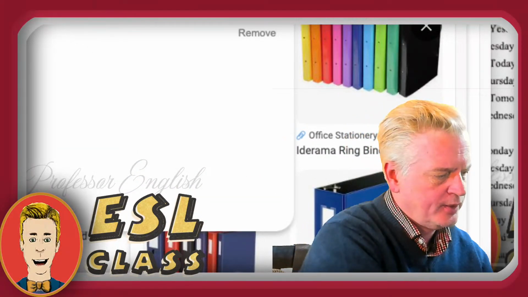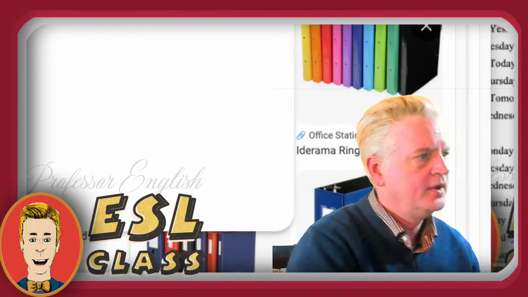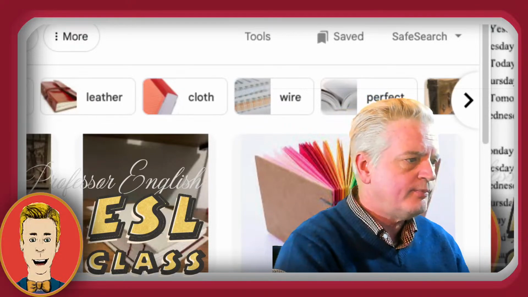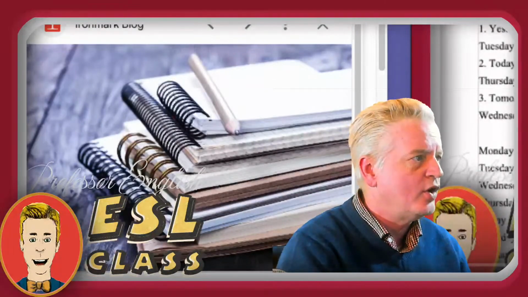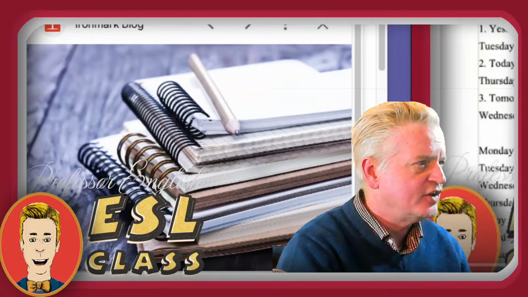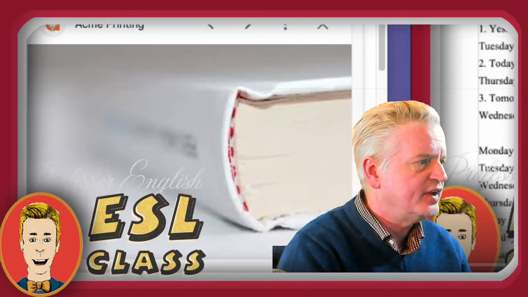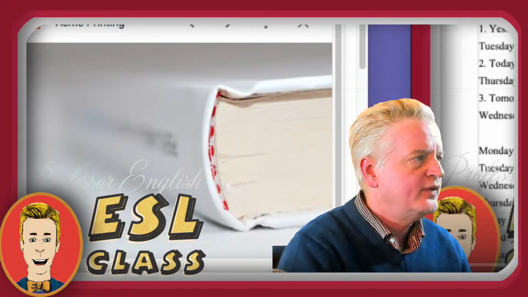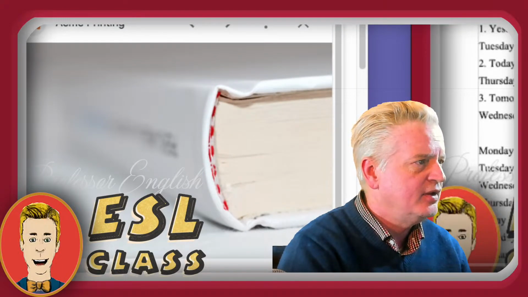Let's look at another word here. So, for example, the back of a notebook, this is called the binding. The binding, because this is where all of the things are forced together, put together. Also for a book, this is the binding, where all of the pages are put together. That's the binding of the book.